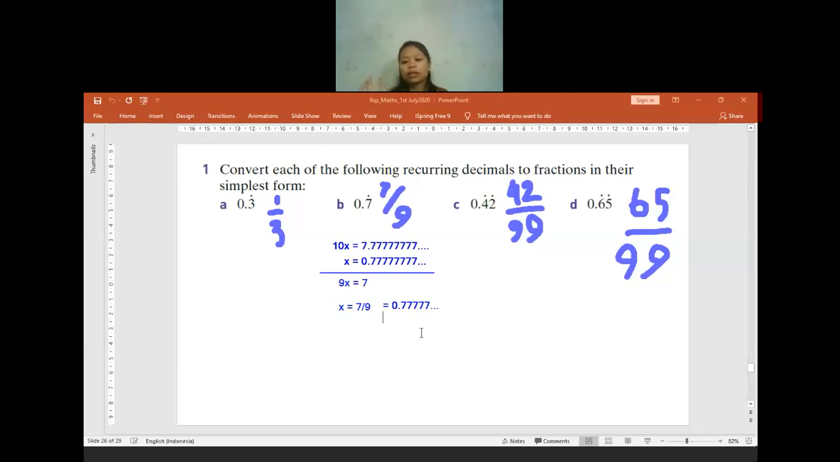Is there anyone who has difficulties? No? Okay. If no question, I will discuss question D. So we find the x first. X will always be equal to the question given. So it will be 0.65656565..., never stop. Oops, sorry, I made a mistake. My 6 is gone. Yeah, 6 like this. 656565.